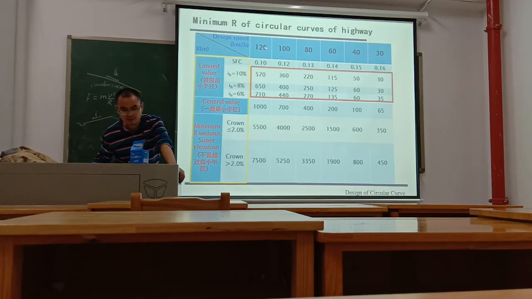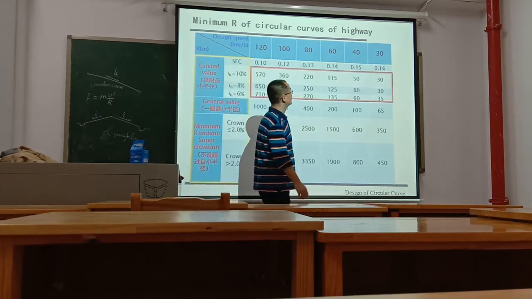Every quarter has different speed. This is general value. This is minimum R without super elevation. With super elevation. Do you understand this table?